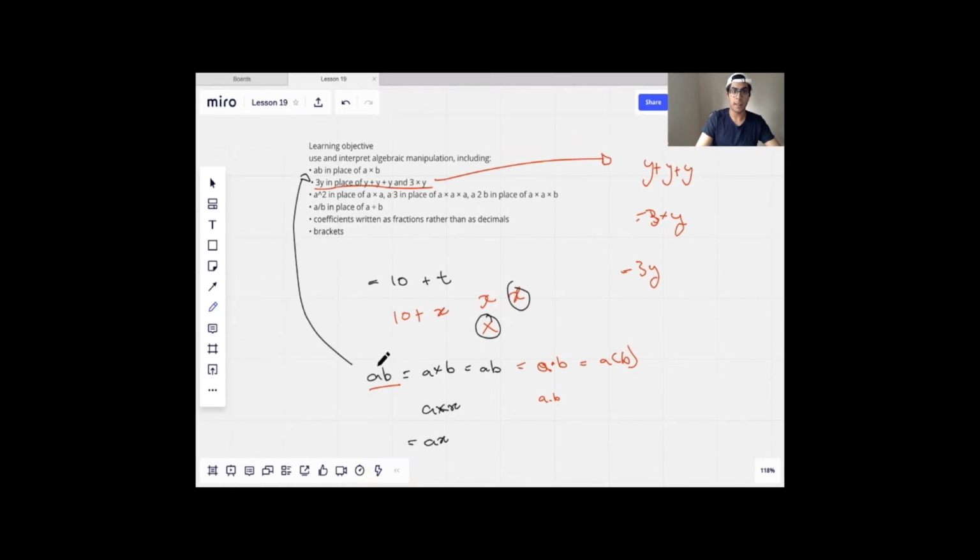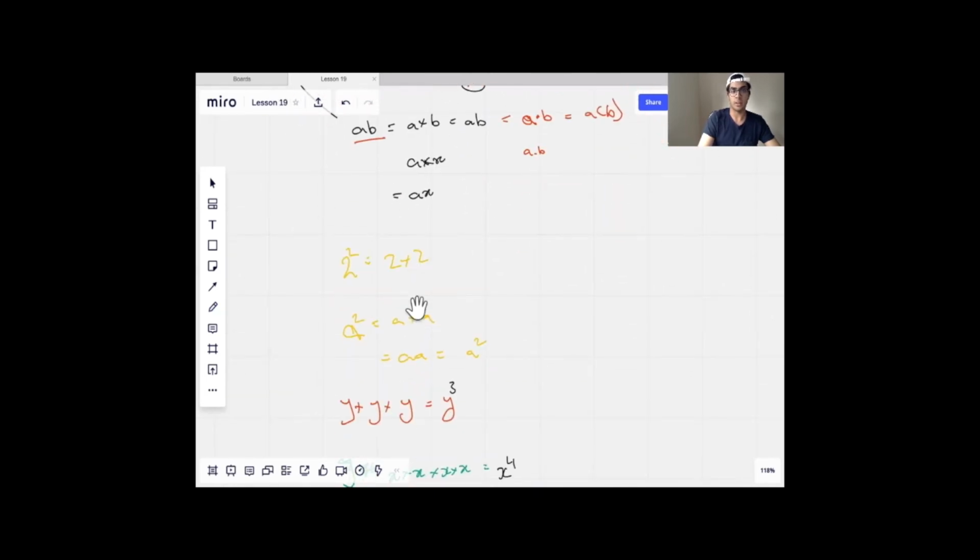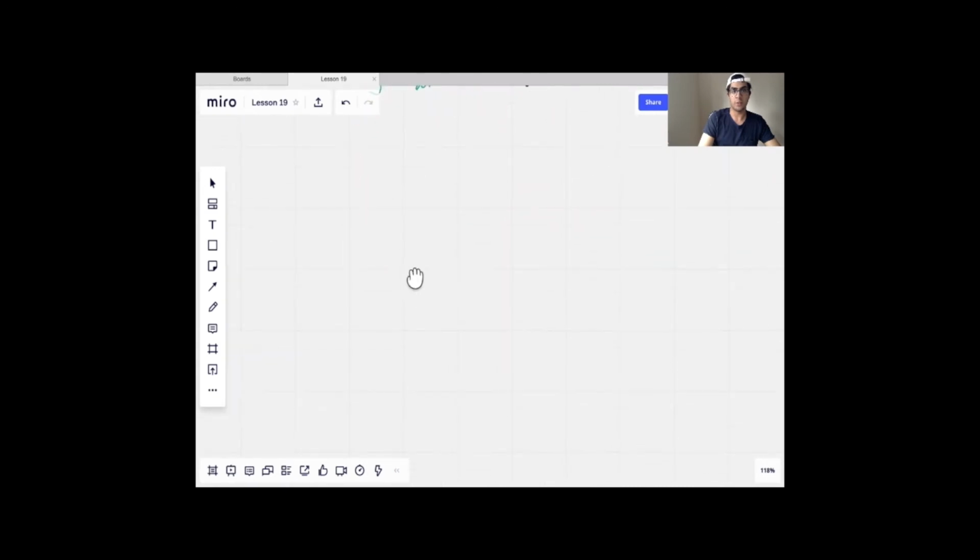Okay, a over b in place of a divided by b. Well, this notation is saying, for example, instead of saying a divided by b, we write this as a over b, which is very fraction looking, right? And remember, that's all a fraction is. The fraction just means the top number divided by the bottom number.